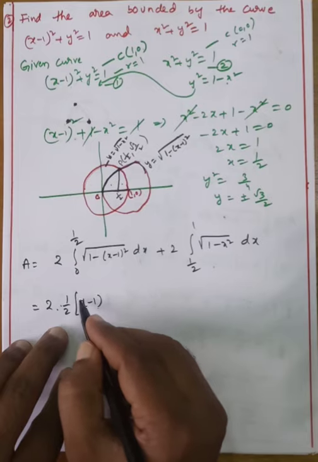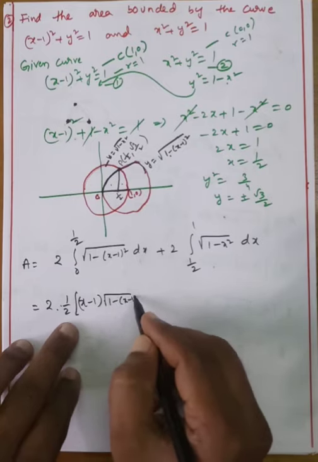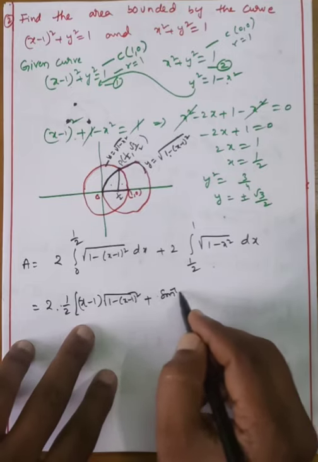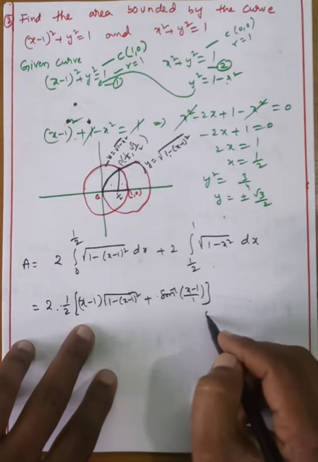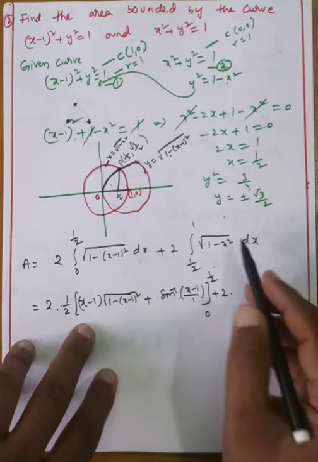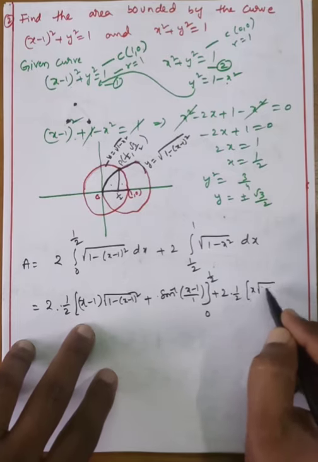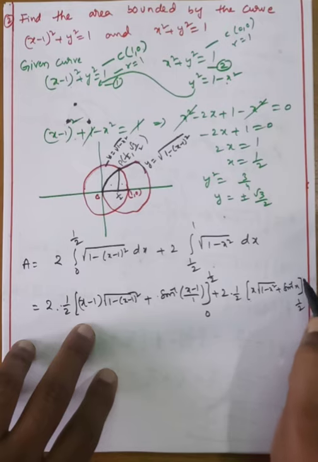into root over 1 minus x minus 1 whole square plus a square means 1, sin inverse of x by a, x minus 1 by 1, limits 0 to 1 by 2, plus 2 into this is also the same formula, root over a square minus x square: 1 by 2 into x into root over 1 minus x square plus sin inverse of x, limits 1 by 2 to 1.